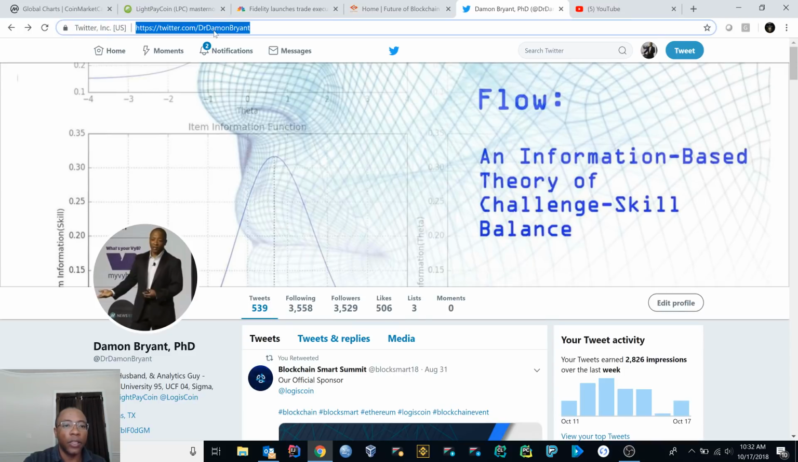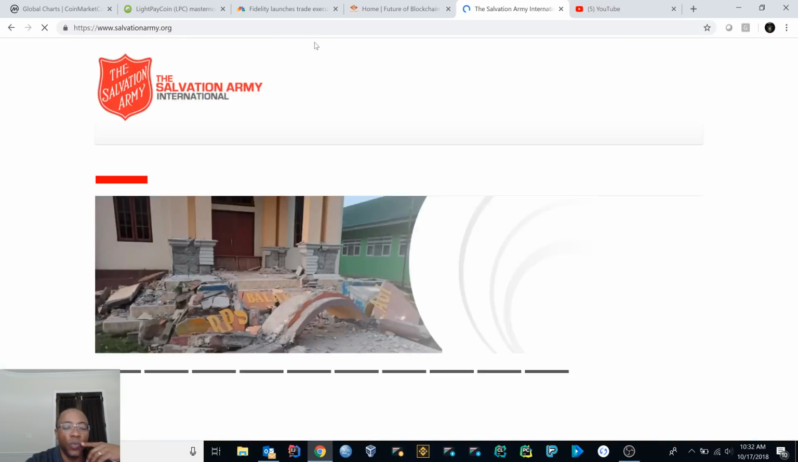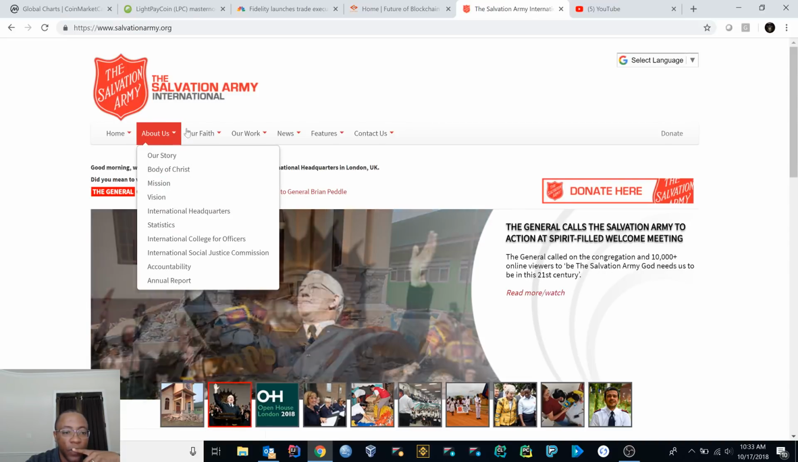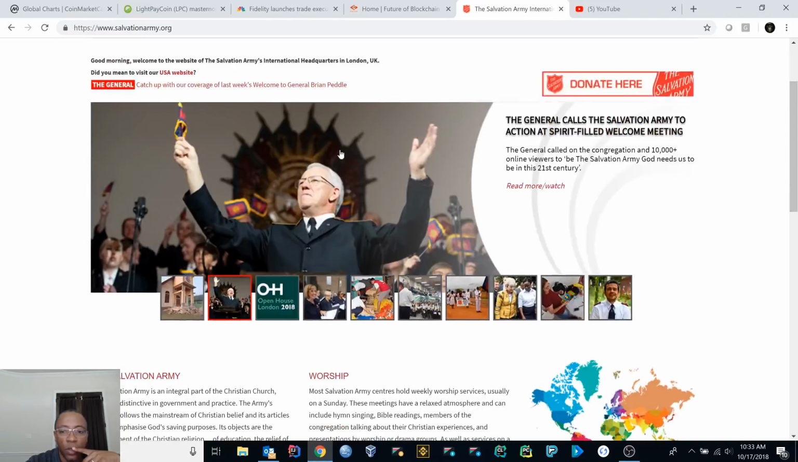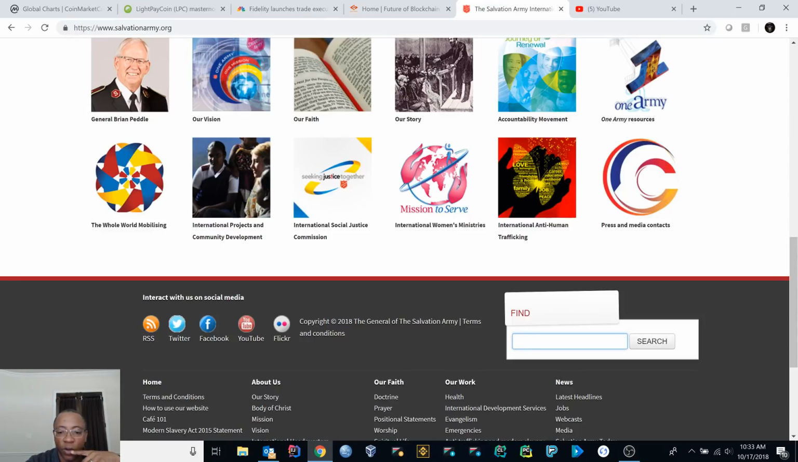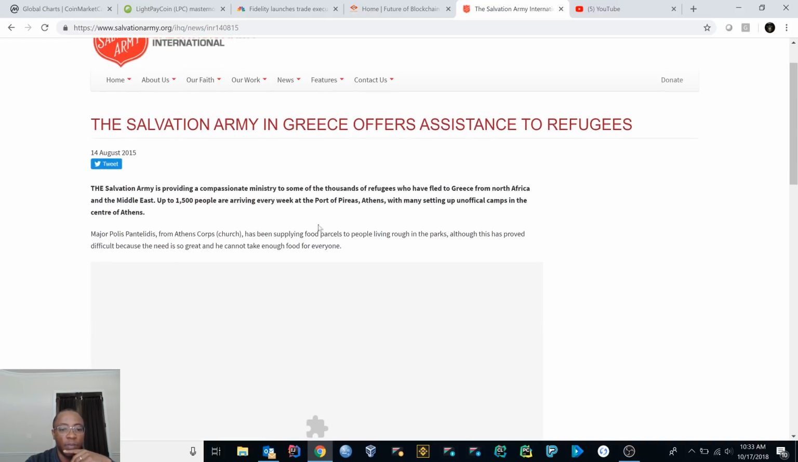our links. Let's do this. Let's say as a Salvation Army International, and this is what we call evidence, converging evidence. So we'll look for all of the branches. We're looking for Salvation Army Greece. And guys, just to let you know, we have launched the first masternode in one of the top 4 organizations in the world in terms of being a charity.